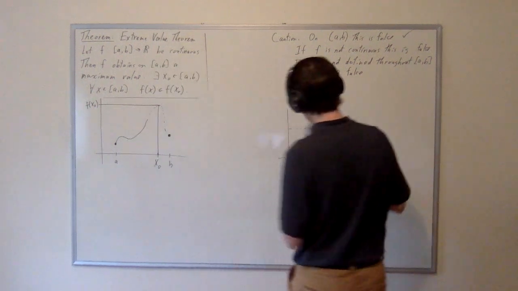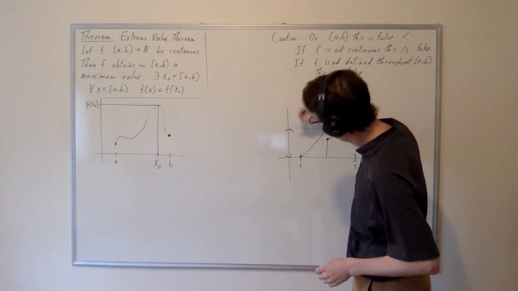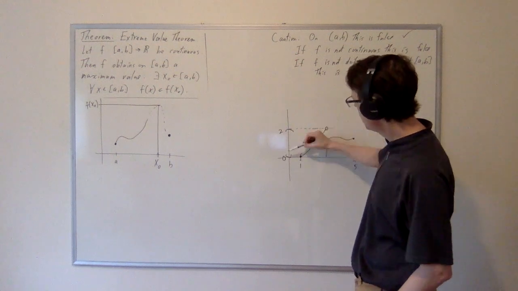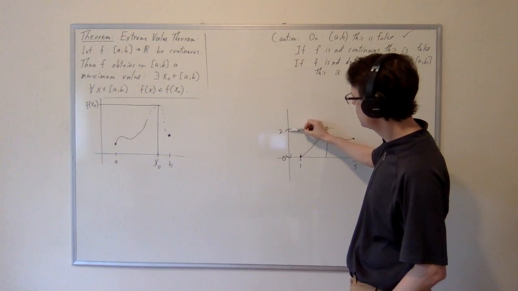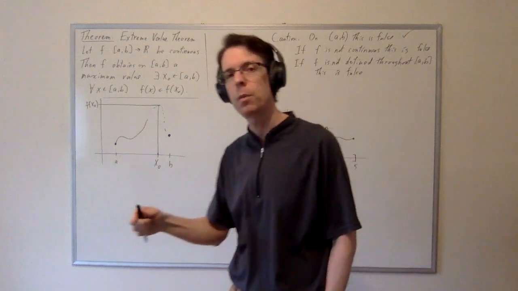So if we have a function like this, the range of this function would actually be a half open interval. This might be from 0 to 2, for example. You might be able to get closer and closer and closer to this y value 2, but never achieve it. And so the range would be a half open interval.